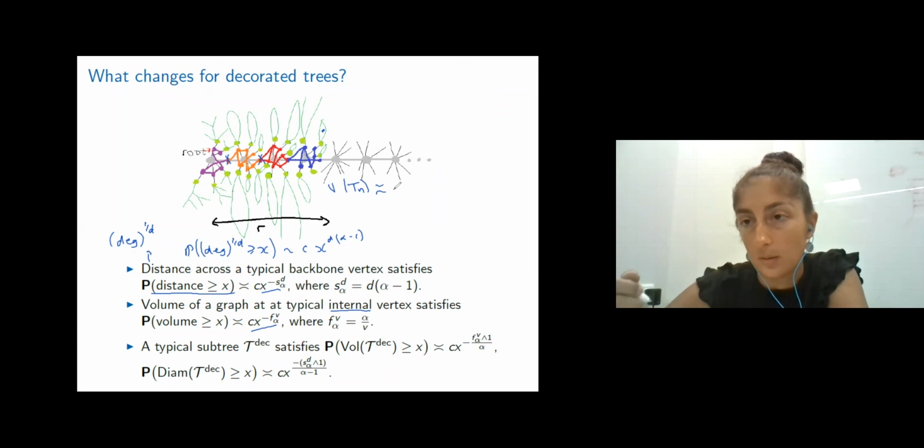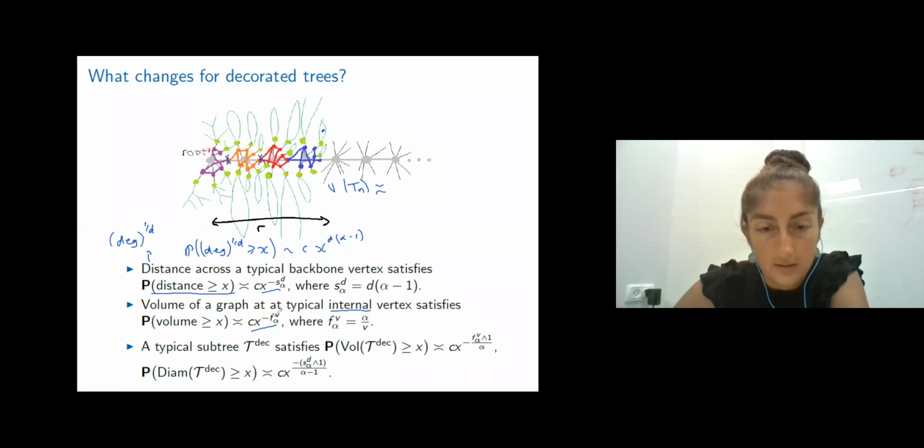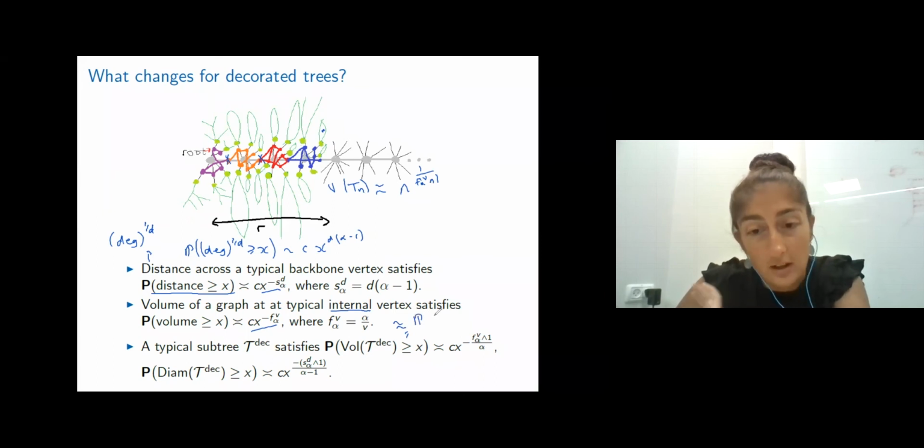So according, again, to my theorem about sums of stable random variables, if I have n of them, and this is the exponent, then the sum will be of order n to the 1 over the minimum of this f, minimum 1. So if I want to look at the probability that the subtree I attach has volume at least x, then it's roughly equal to the probability that the volume of the undecorated tree is greater than x, but to the inverse of this power, so f alpha v minimum 1.